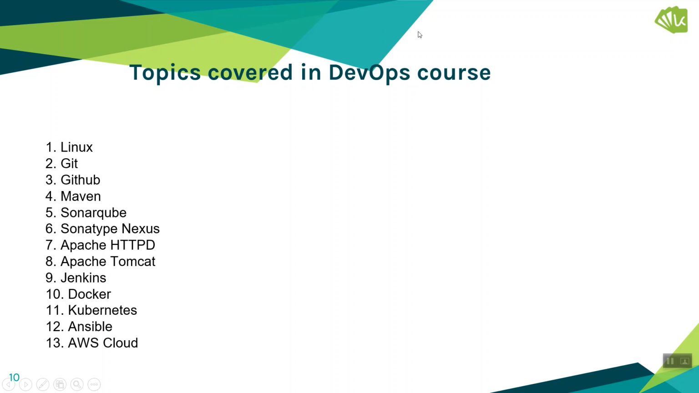Here is what exactly we are going to teach in DevOps at KT skills. I will teach you Linux fundamentals, Git, GitHub, Maven, SonarQube, SonarType Nexus, Apache HTTPD, that is a web server, Apache Tomcat, that is your application server, and Jenkins, that is CI/CD. We will also teach you Docker, Kubernetes, Ansible, and AWS Cloud. For Docker and Kubernetes, I will teach you the basics, and give you a platform where you can build your intermediate level of knowledge.